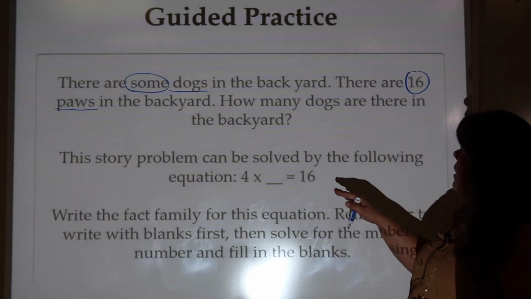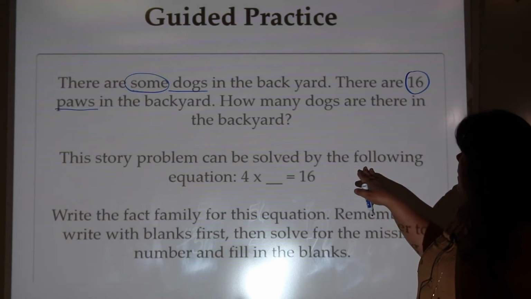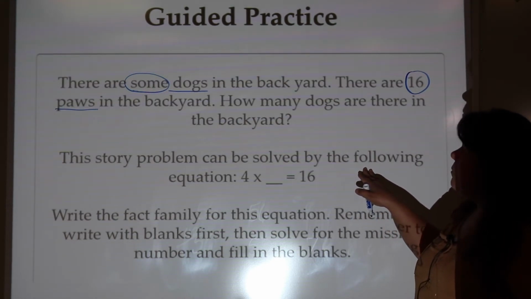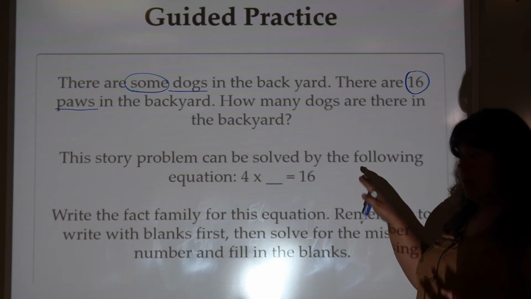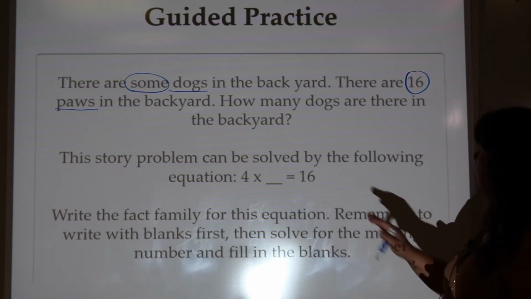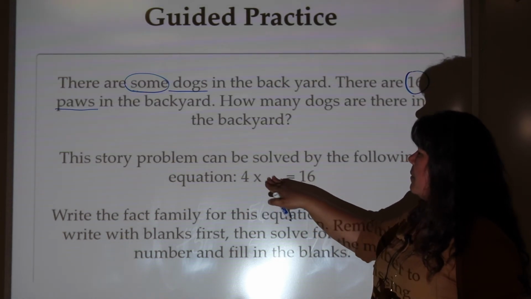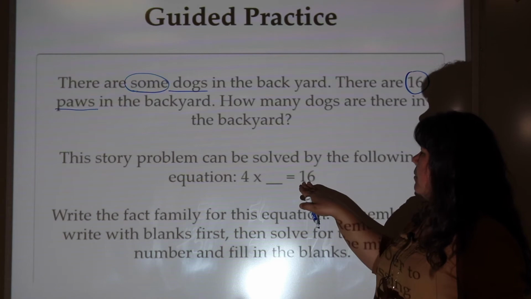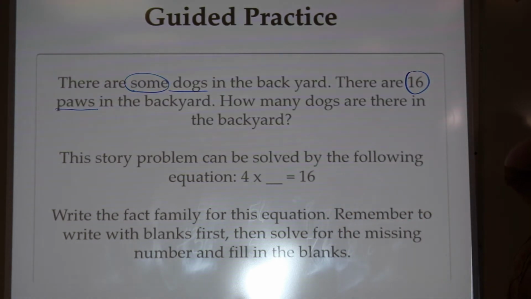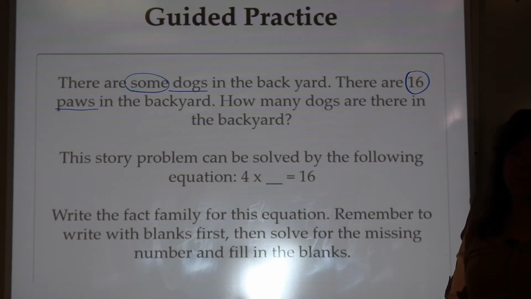So it's telling me that, remember that our dogs have 4 paws on their legs. So we're trying to figure that out. So we have 4 times some number. We don't know how many dogs there are. And then it's going to equal 16. So we can write out the fact family for this equation. Remember to write the blanks first and then solve for the missing number to fill in the blanks.